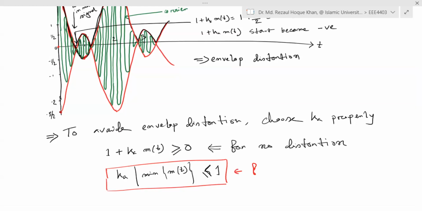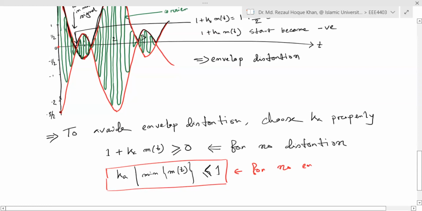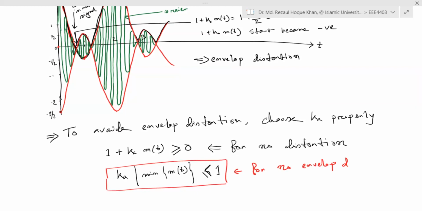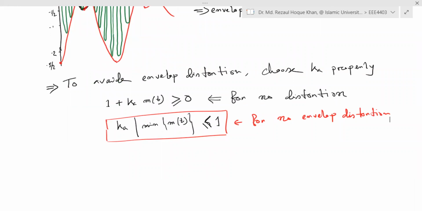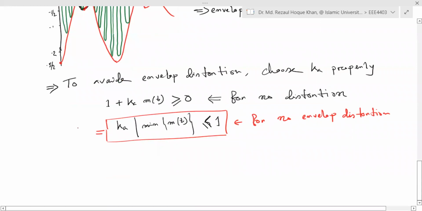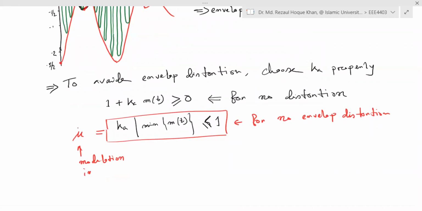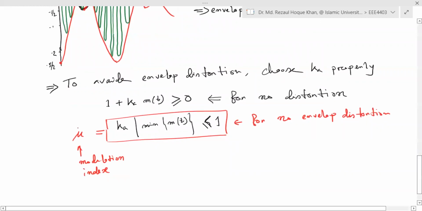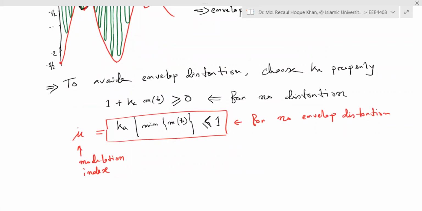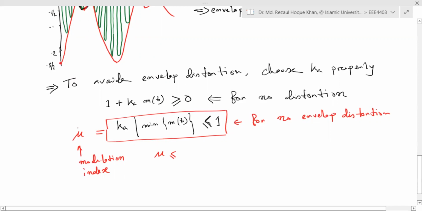So we can write this is the condition for no envelope distortion. By this example, we find that there is a condition which must be satisfied. This amount is called the mu, or modulation index. So mu should be less than or equal to 1.